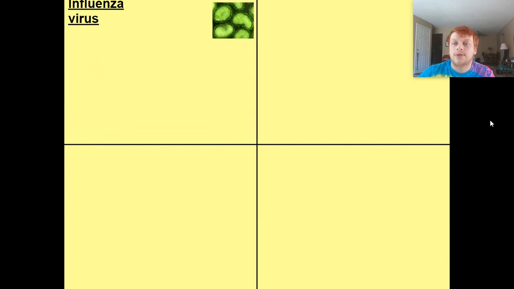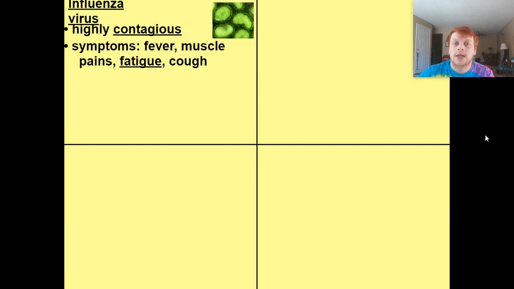So we're going to talk about a few specific types of viruses. The first is the influenza virus. This one's super contagious, though not as contagious as COVID-19. And it's what causes the common flu. So symptoms include fever, muscle pains, fatigue, which is like a fancy word for being consistently tired, and coughs. And it can be transmitted through the air or through bodily fluids.